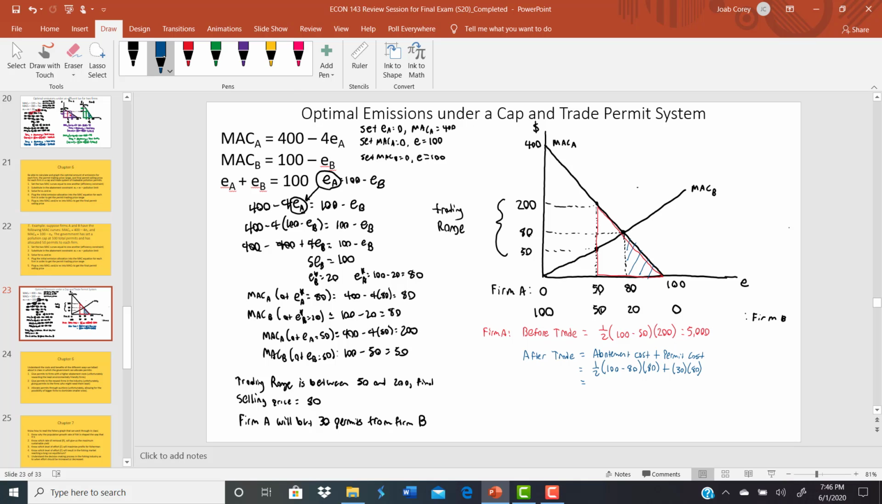So if you calculate this out, this is 1/2 of 20 times 80, or 1/2 of 1600, which is 800, plus the 30 times 80, which is 2,400. So that's going to be equal to a total of 3,200, which is less than the 5,000, which was the cost before they traded permits. So in other words, when it comes to firm A, they are saving $1,800 through this permit trade.